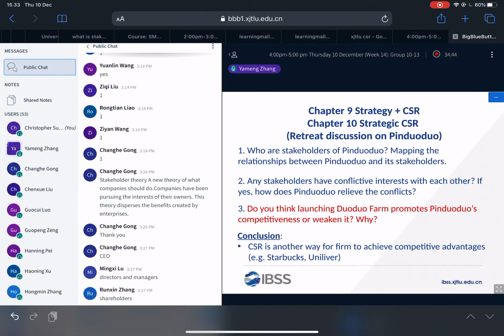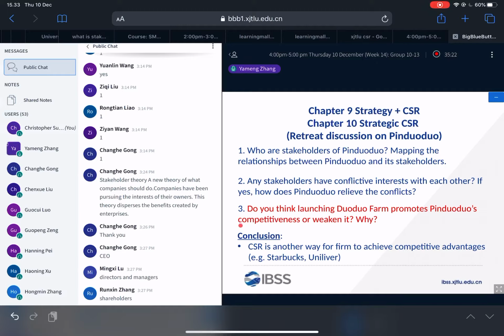And building good relationships is a capability for firms to achieve competitive advantage in the industry. So that is related to the strategic perspective. In chapters 9 and 10, when we talk about the strategic perspective of CSR, we have the retreat discussion on the Pinduoduo case by asking exactly the same questions we assigned for the Starbucks case. Okay, we rediscuss these three questions, but put more emphasis on the last question.